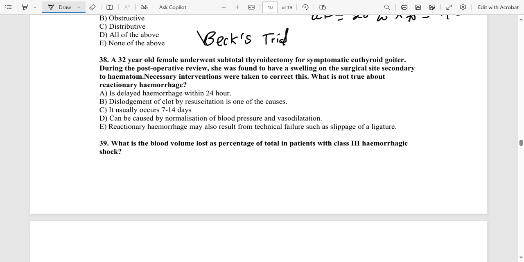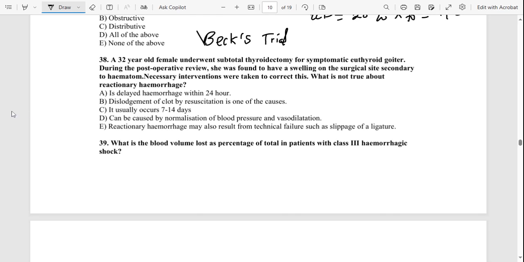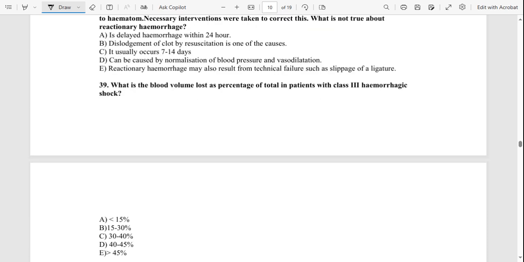But for C, it said it usually occurs 7 to 14 days. So that one, the 7 to 14 days is for secondary hemorrhage, not really the reactionary hemorrhage, which is happening there and then, within the first 24 hours. So the best option we can pick is this C. That's the first one.